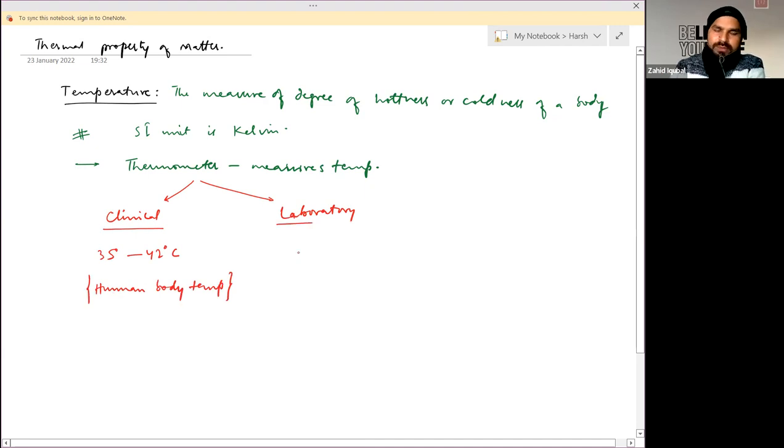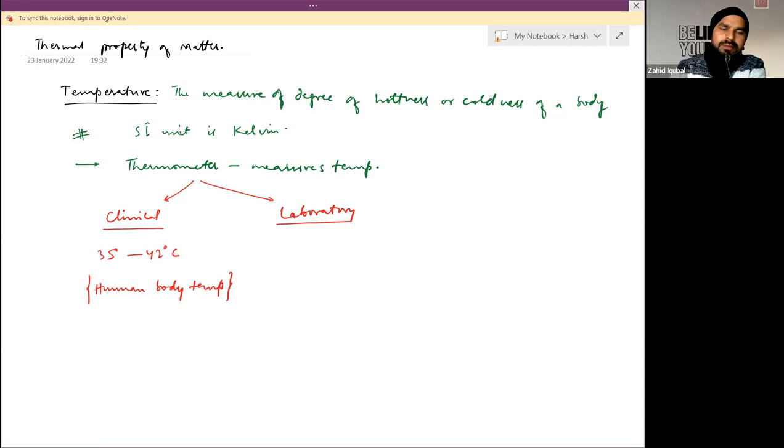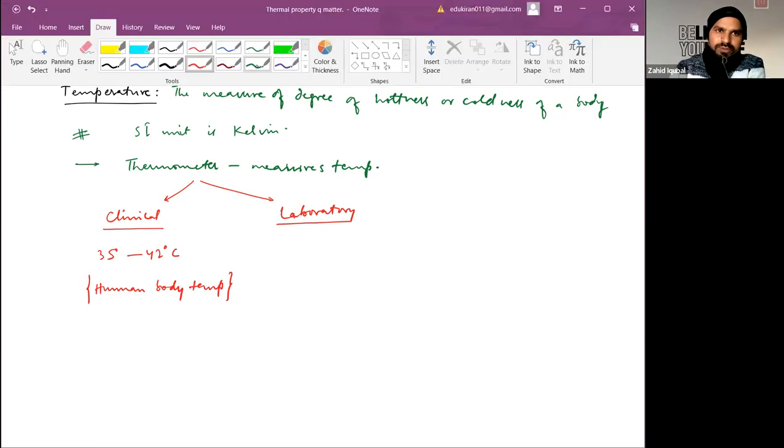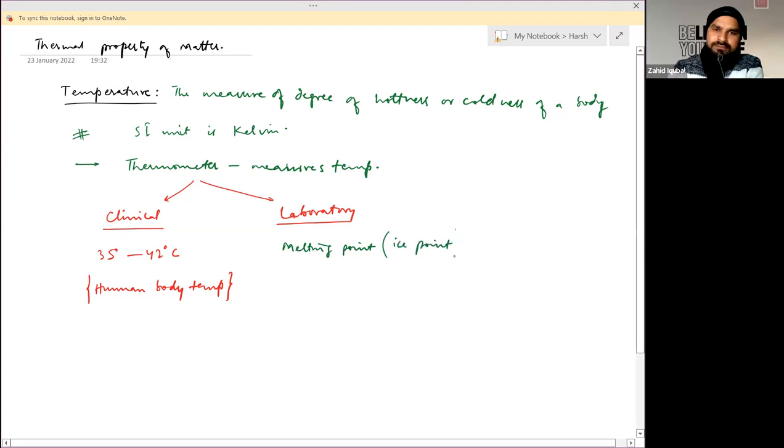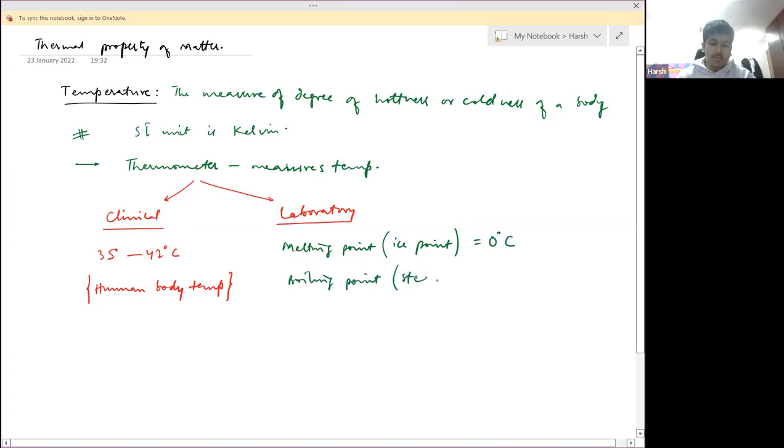Laboratory thermometer ranges between the boiling point and melting point of water, so it is zero to 100. Melting point, which is also called ice point, is 0 degrees Celsius, and boiling point, or simply steam point, is 100 degrees Celsius.